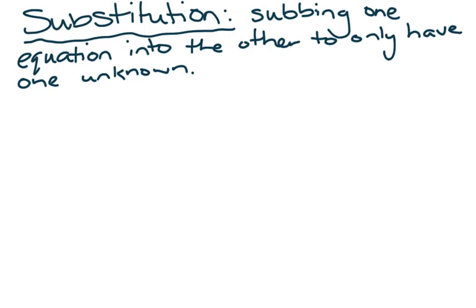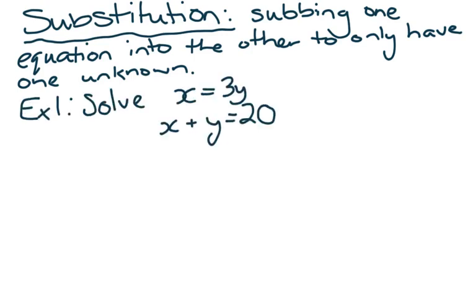So what we do when we do substitution is we sub one into the other to only have the x's to find or the y's, and then we can use the known value once we've solved it to work out the other one. So I'll do a simple example to start, and then we'll do a couple of harder ones. Okay, so our first 2 equations are x equals 3y and x plus y equals 20. Our very first step when we do any of these questions is to label our equations 1 and 2.